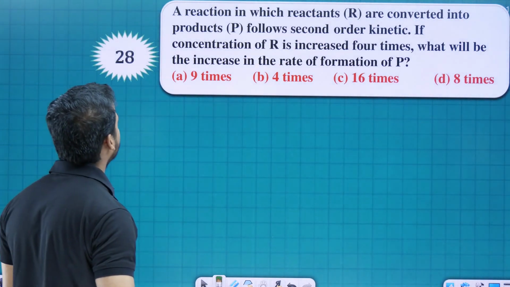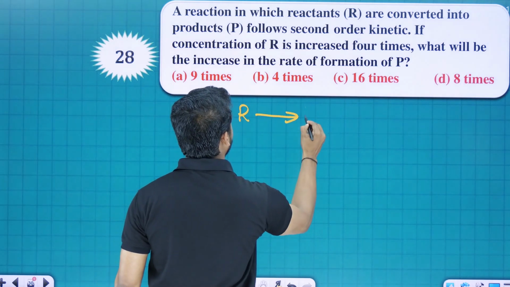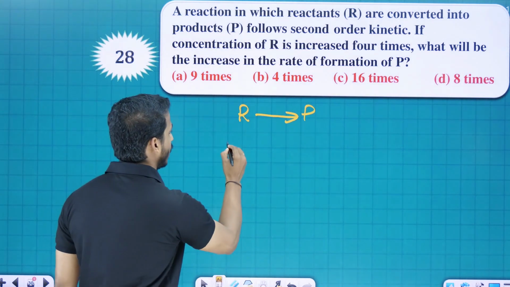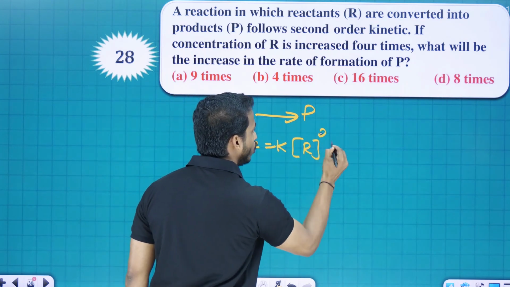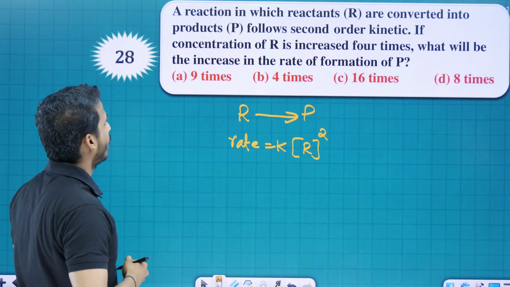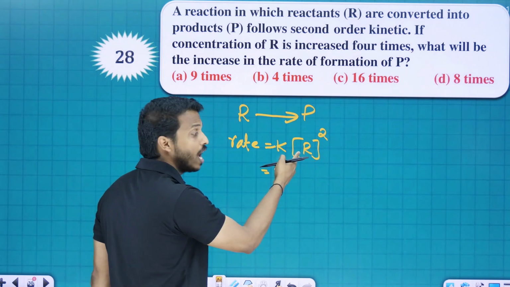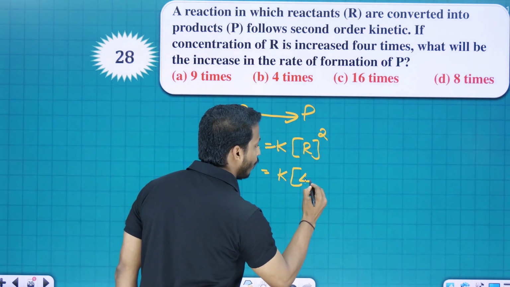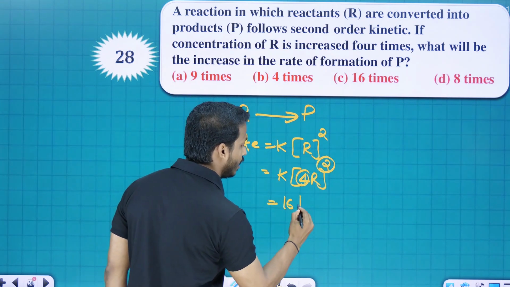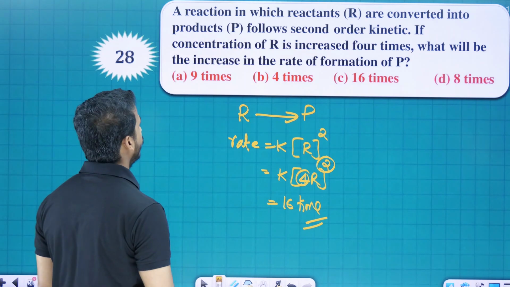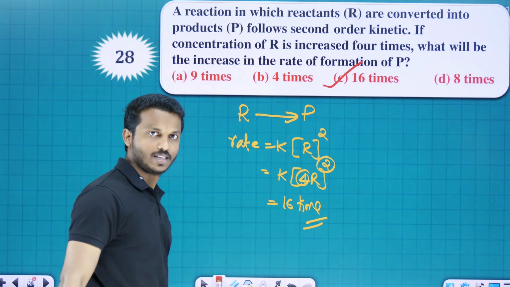Question 28. A reaction in which reactant R is converted to product P follows second order. So write the rate below. Rate equal to K into R raised to 2. Why is it 2? Because it is second order. If the concentration of R is increased 4 times, what happens? It becomes 4R squared. What is 4 squared here? 16 times. So the rate increased by 16 times. What will be the increase in formation of P? That will be 16 times increase.